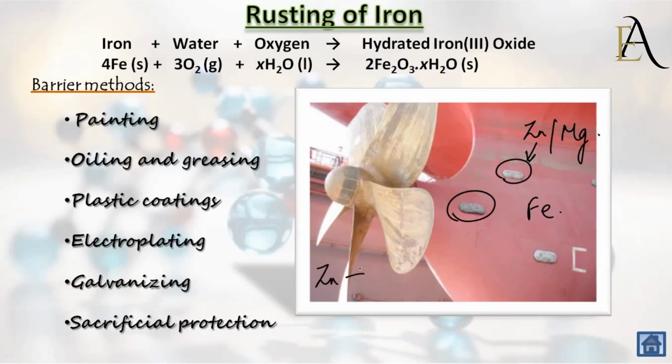Zinc will corrode to form zinc ions plus electrons. These electrons can be used by iron to protect itself from rusting. Thus, iron will become safe while zinc will corrode itself.